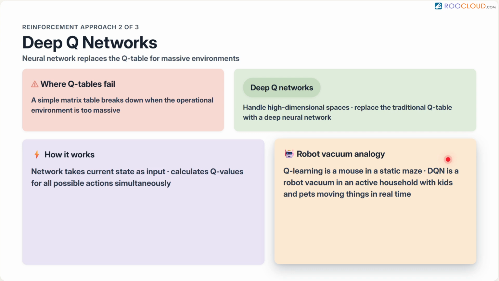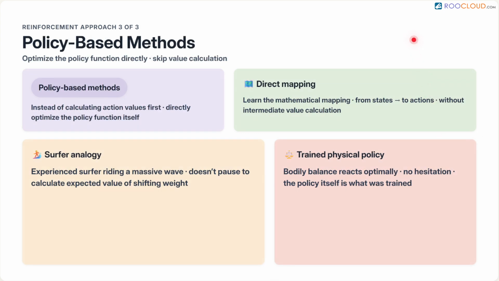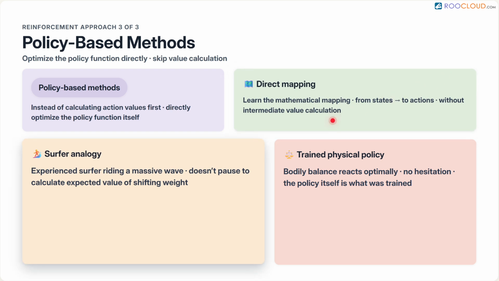Finally, we have policy-based methods. Instead of calculating a specific numerical value for an action first, these methods directly optimize the policy function itself. They directly learn the mathematical mapping from states to actions.